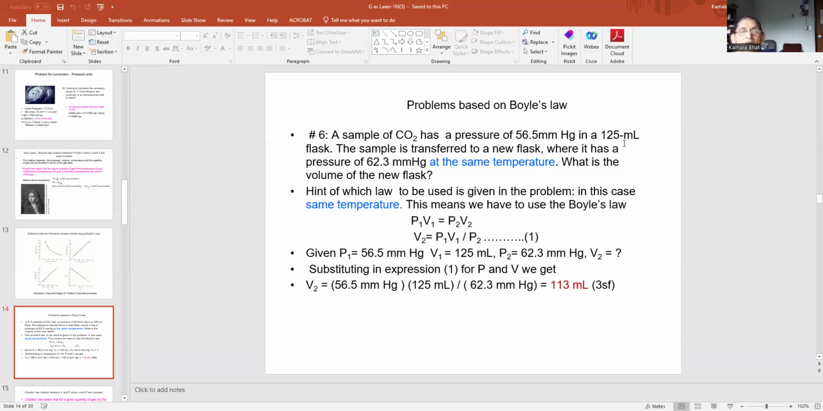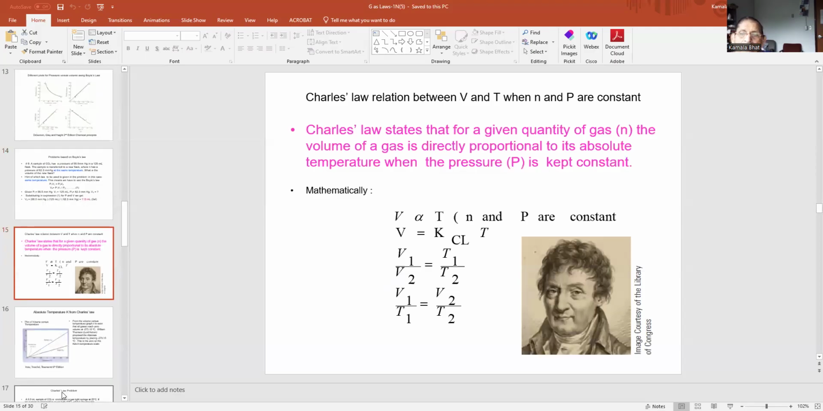And therefore, knowing this, we have to calculate the volume in the new flask. The new flask, we are assigning it a volume V2, and therefore P1 times V1 divided by P2 will give us the new volume. Substituting the values for P1, V1, P2, we can calculate the volume of the gas. Remember to use the significant figures which you studied in General Chemistry 101, and so write it down. Next is Charles' law.